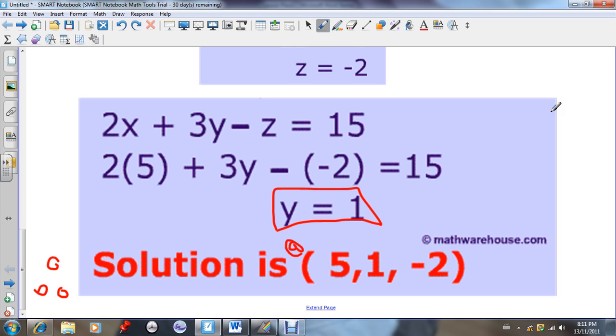Now, at any point, if you're lost or you got lost along the way writing it down, please just pause me, go back, write it all out, listen to it again. Okay? Simply, you're using elimination to get rid of variables to solve for one in the end, then work your way back to find the missing ones. Okay, let's look at the next example.